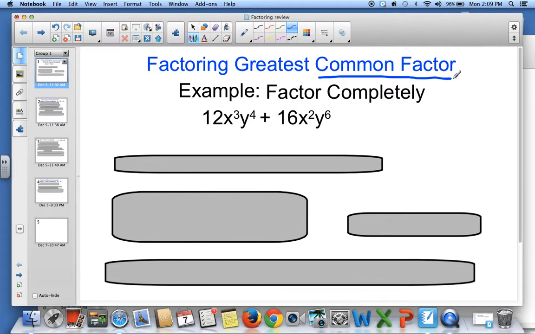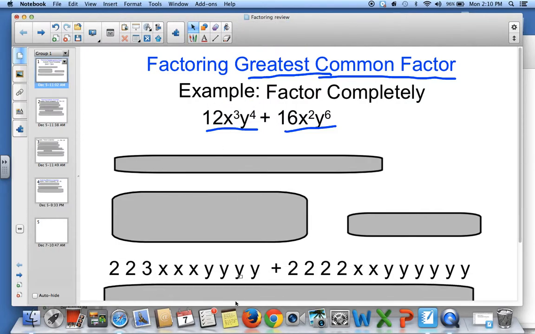So common factor, take out the greatest common factor. And there's a couple of ways to do this. Probably the most common way that we end up doing is, well, first of all, I'm going to do it the long way. One of the ways we could do this is to break each of these terms down. There are two terms here. This is one term right here, and this is another term right here. If I break everything down to prime factors, it would look like this.